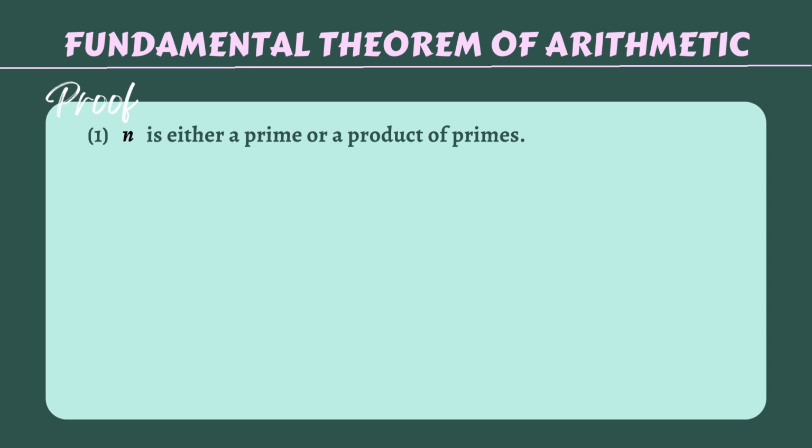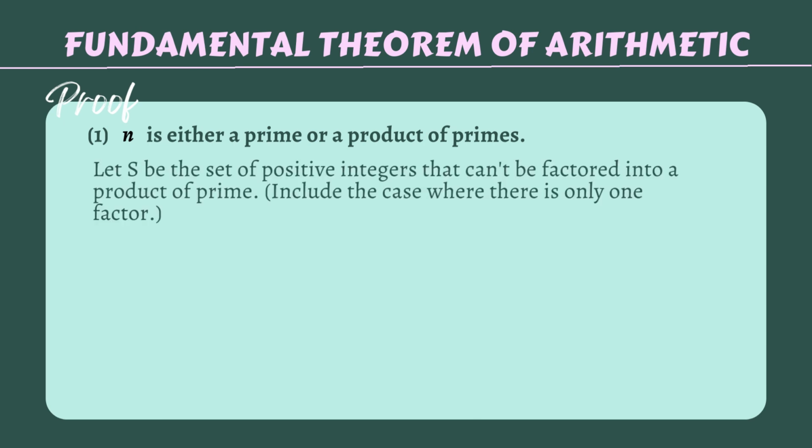Now we move on to proving the first statement. The first statement states that n is either a prime or a product of primes. So here we are trying to prove that there exists a number that is neither a prime nor a product of primes. As you can see, we are making a contradiction of the first statement. First, we let S be the set of positive integers that can't be factored into a product of primes, including the case where there is only one factor.